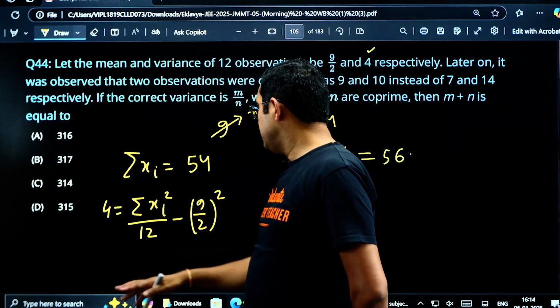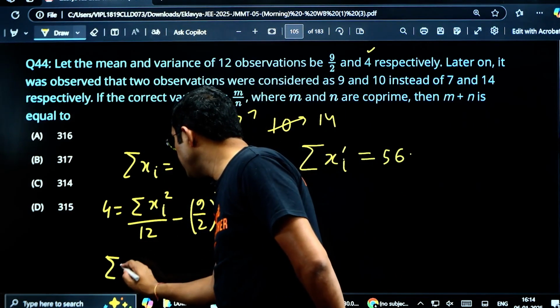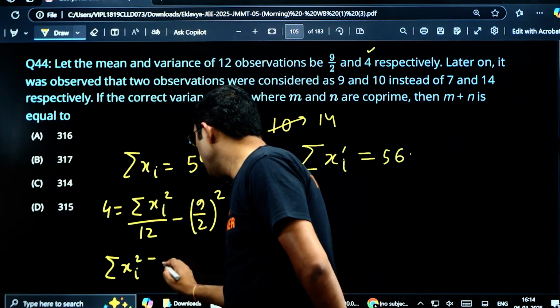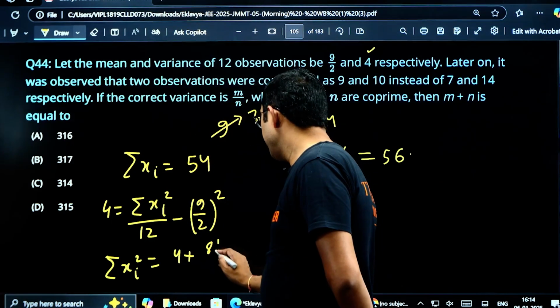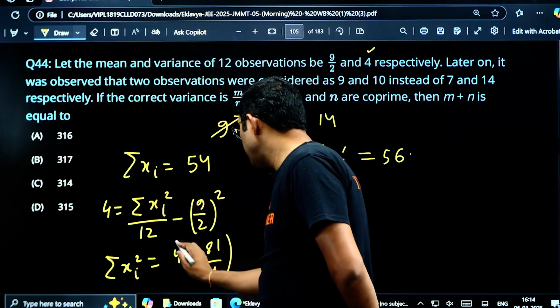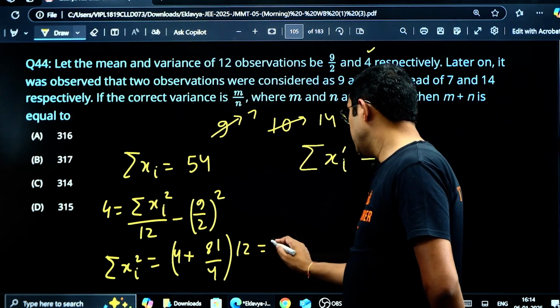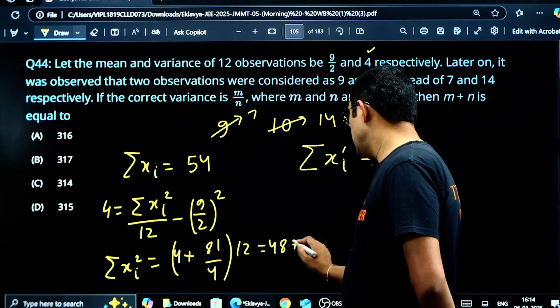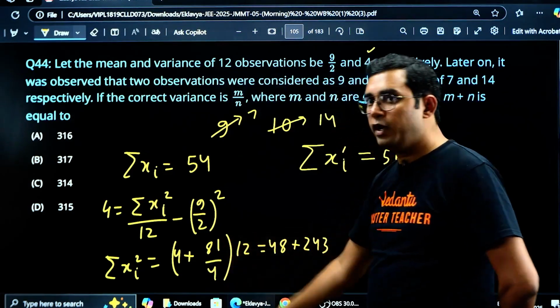You can bring that 9 by 2 to that side and multiply by 12 after that. So sigma xi square we can find: it will be 9 plus 81 upon 4, whole multiplied by 12. So this will be 48 plus 243. 12 into 4 is 48, and 3 into 81 is 243.